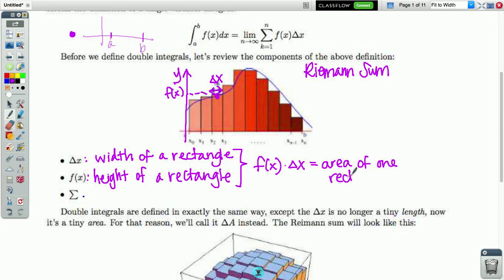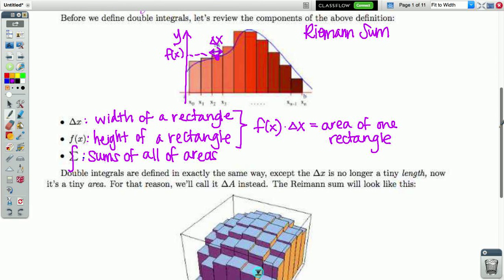Now, since that's only one of the rectangles under the curve and we want to find all of them, we use this guy, which is a sum, and this adds up all of the areas of the rectangles. Actually, that's why our integral symbol looks a little bit like a stretched out S, because that's really what it's representing, which is a sum.